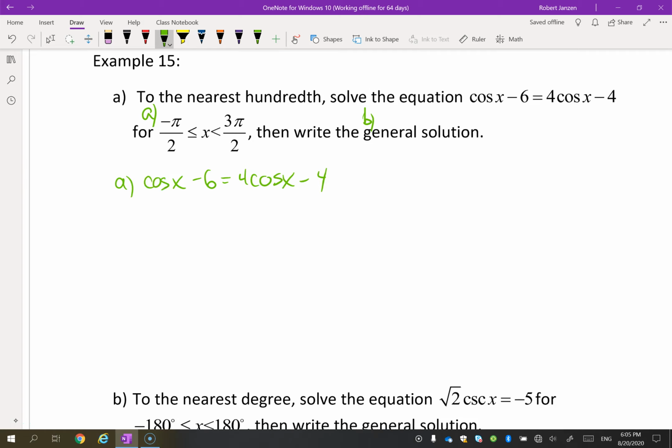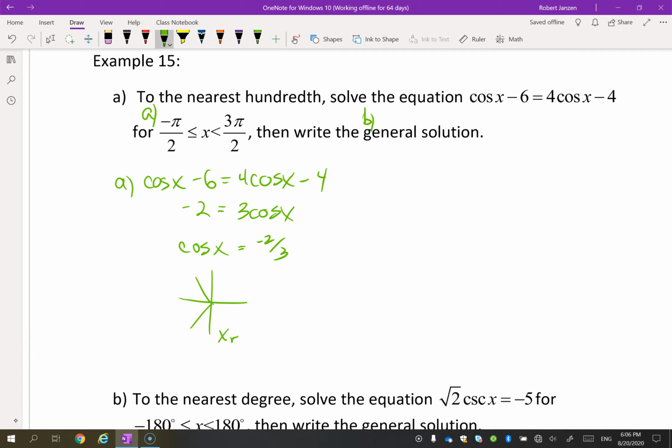If I collect like terms, I end up with 3 cos x equals negative 2. And so cos x is negative 2/3. Cosine is negative here and here. If I figure out the reference angles, I'm going to take the, does it say? Yeah, it says radians. So let's put it into radians.